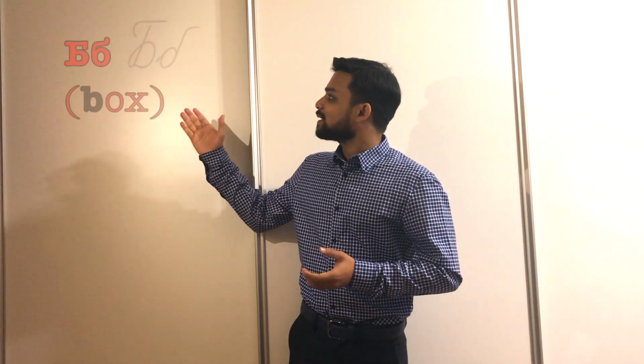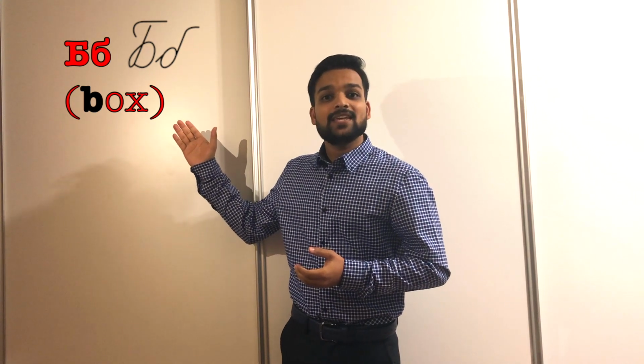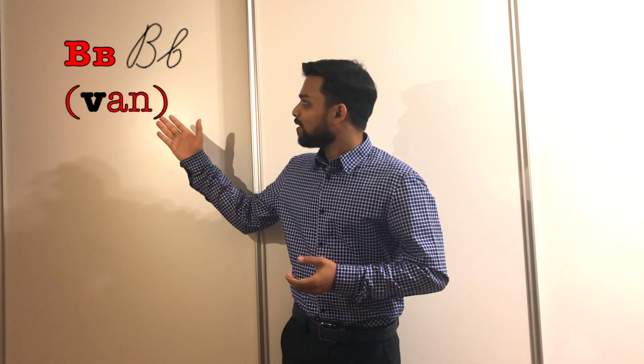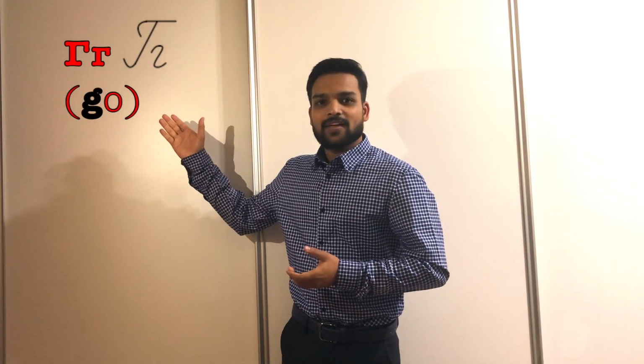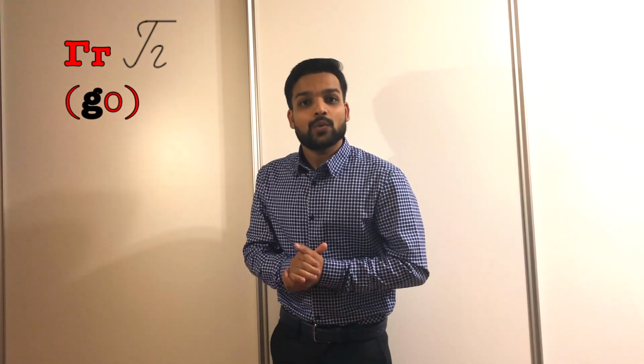Another letter is B, pronounced as B in box. V, pronounced as V in van. Another letter G, pronounced as G in go. Another letter D, pronounced as D in do. Another letter Y is pronounced as Y in yet. Another letter Yo is pronounced as Yaw in York.